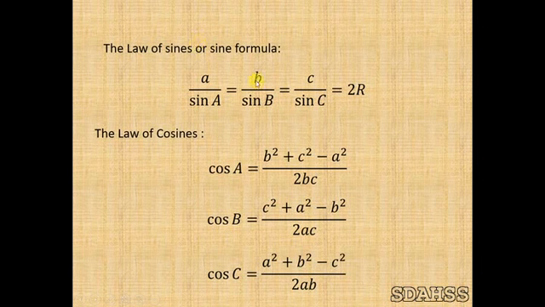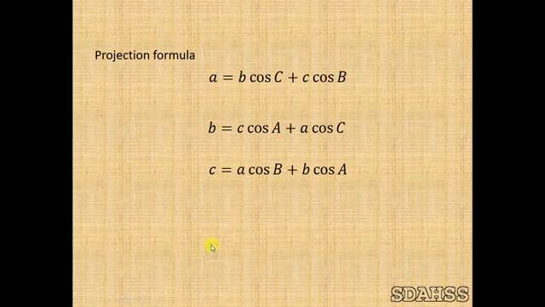Law of sines or sine formula: a by sin A is equal to b by sin B is equal to c by sin C is equal to 2R. Law of cosines: cos A is equal to b square plus c square minus a square divided by 2bc. Cos B is equal to c square plus a square minus b square divided by 2ac. Cos C is equal to a square plus b square minus c square divided by 2ab.